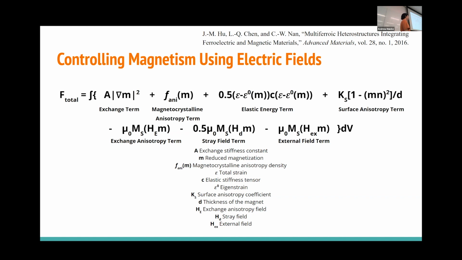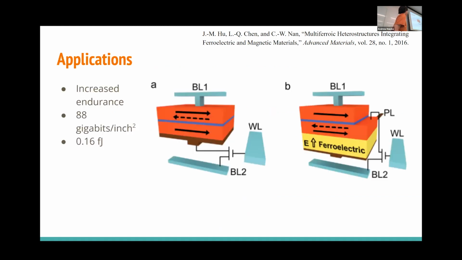So if you apply an electric field to a multiferroic material, due to the fact that ferroelectrics are inherently piezoelectric, this induces a strain in the ferroelectric material. This causes epsilon to increase, which increases the total energy. And in order to decrease the total energy, the magnetic moments have to rotate. And when they rotate, they cause the eigenstrain term to increase, which ends up decreasing the total energy. And this is one of the mechanisms that can be used in magnetic memory.